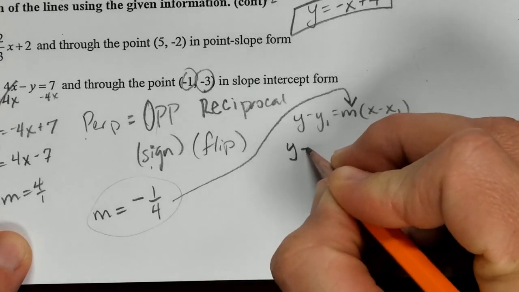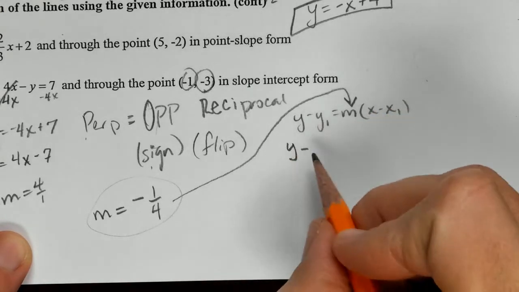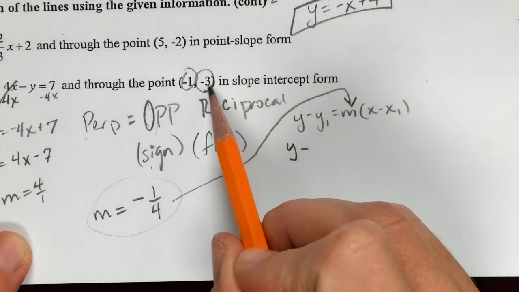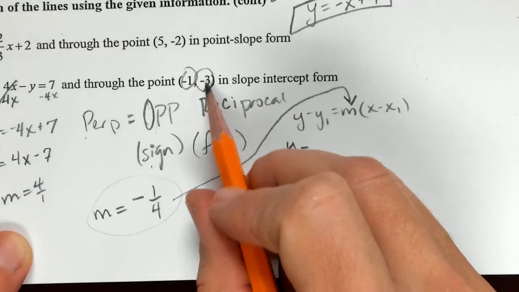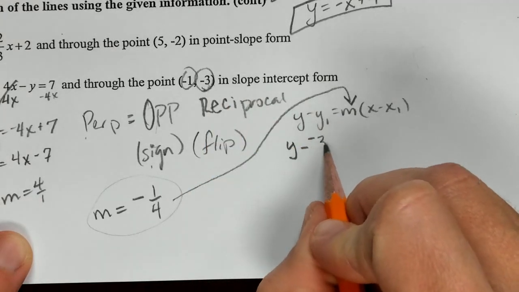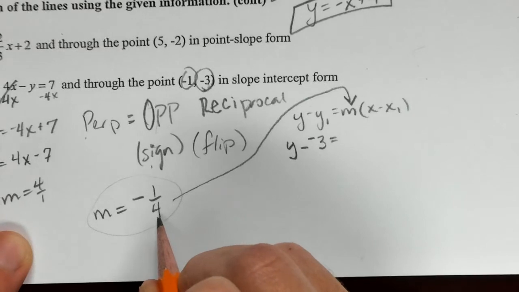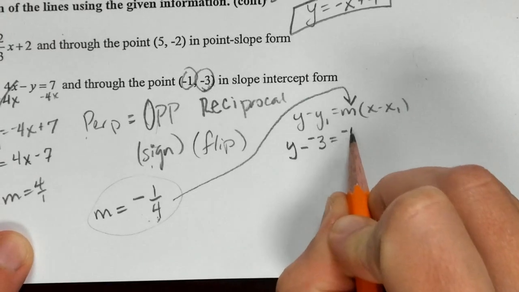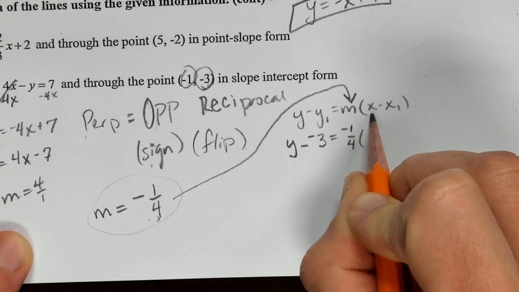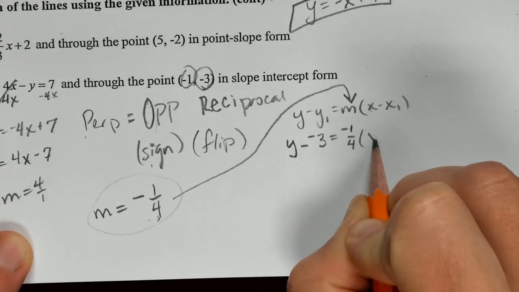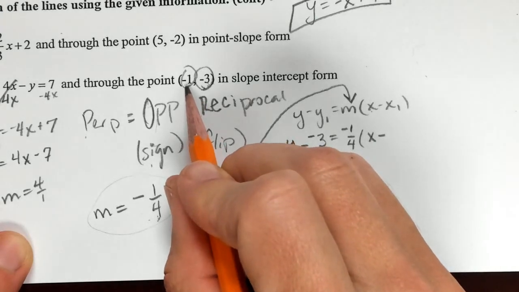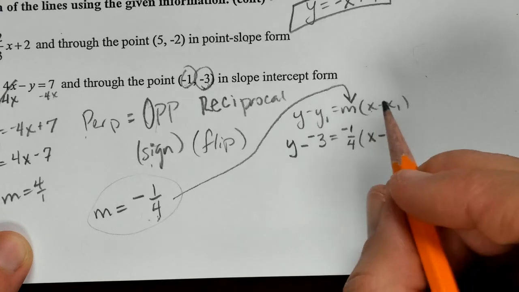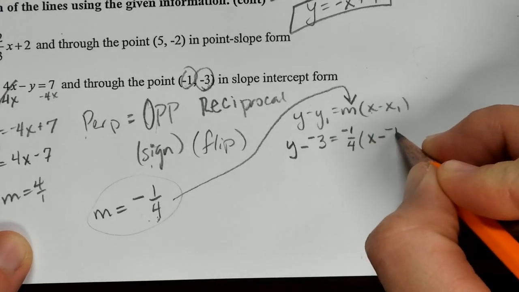Y is -1. Y minus what? Wait, 3. Yeah, the y value. So y minus negative 3 equals m, which is what? Negative 1 over 4. Yep, fantastic. And x equals -1. So x minus what? X minus -1. There you go. Fantastic.